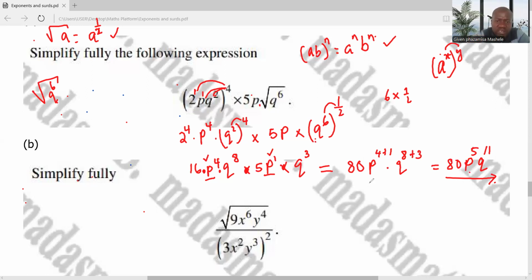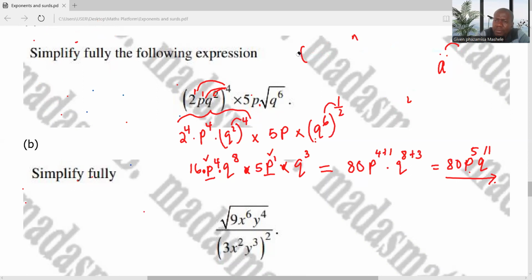Because if we don't use this approach, it means someone has to expand this expression almost 4 times, and it's just a waste of time. Imagine writing 2pq squared times 2pq 4 times. It's going to be tedious work. So here we change the radical to exponents, because the square root of any expression is that expression to the power of half. I believe we are following.